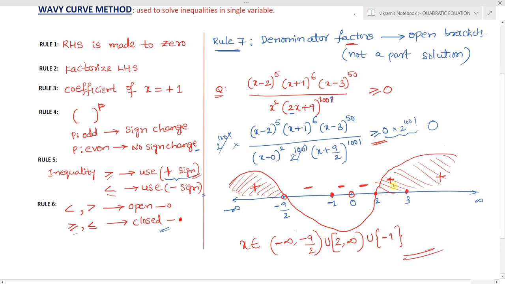So by using the wavy curve method, we are able to solve inequalities of any power, whatever is given. By using this concept, we can find the solutions for the given variable, not only x, any variable in a single variable. Any inequality in a single variable can be solved with this wavy curve method, and it is a very important concept for IIT JEE to solve inequalities. Thank you.